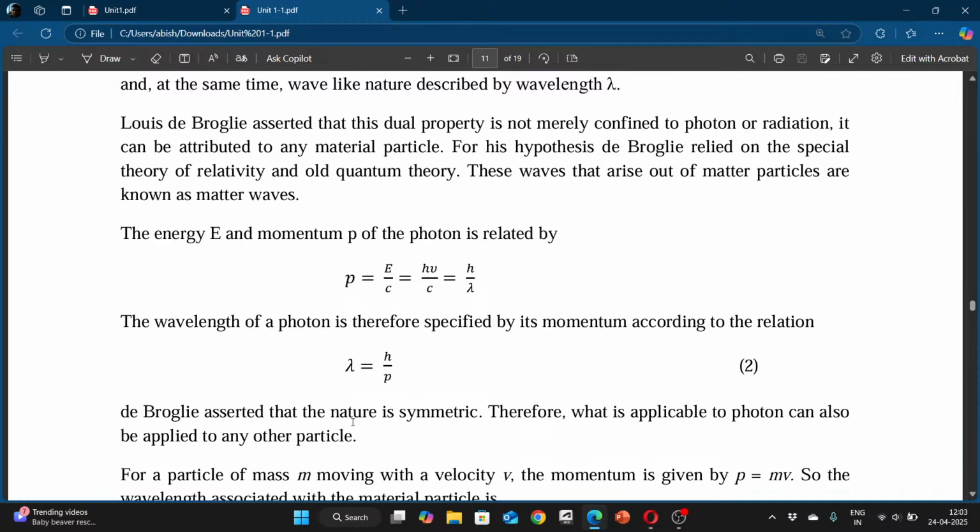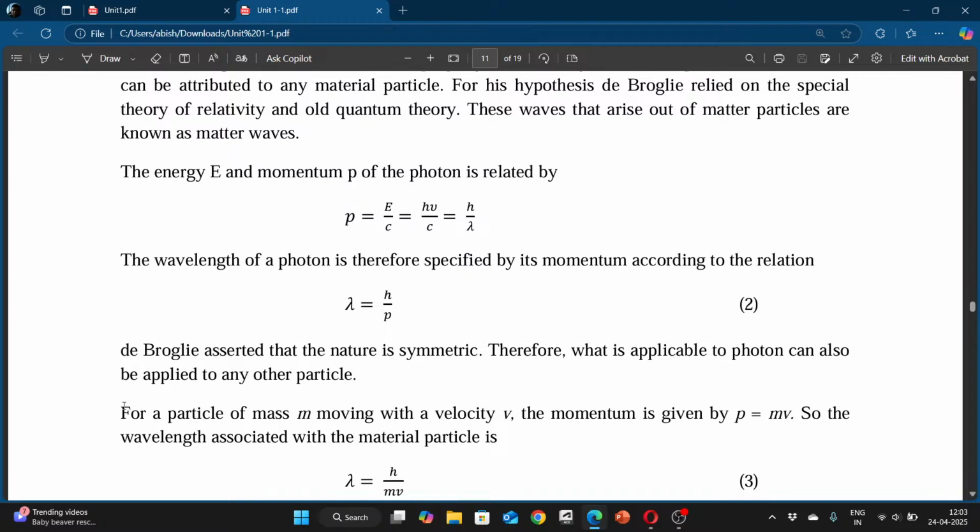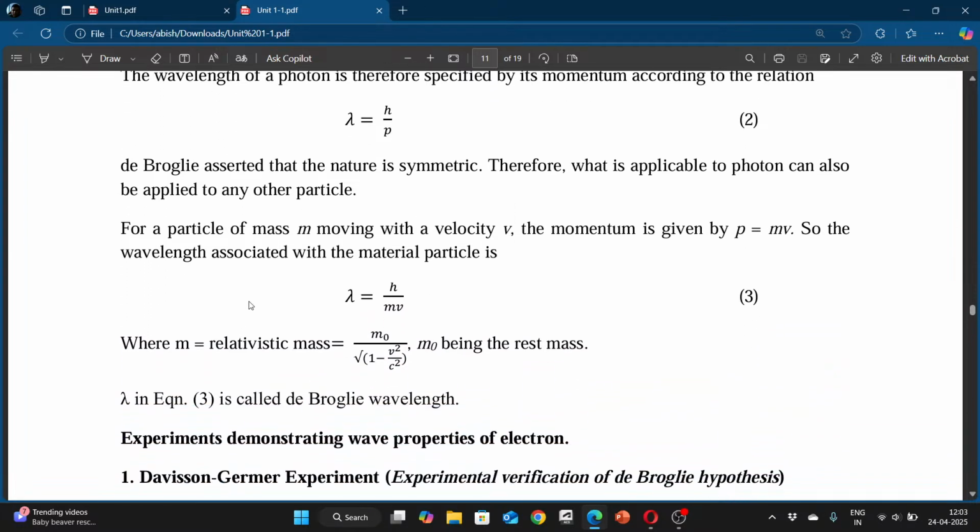De Broglie asserted that nature is symmetric. Therefore, what is applicable to the photon can also be applicable to any other particle. For a particle of mass m moving with velocity v, p equal to mv, so lambda associated with the particle is lambda equal to h by mv. This is for any particle. Not only for photons, any kind of particle.